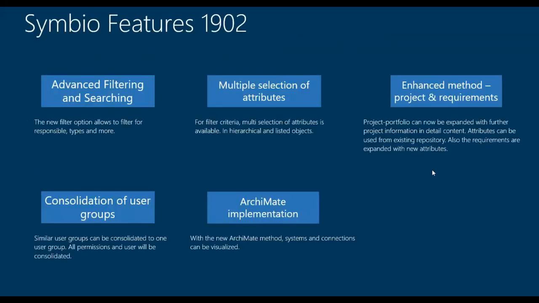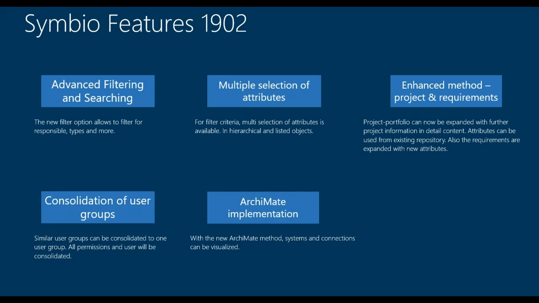So what is new in Symbio 19.2? We have, for example, a few new features, which includes the advanced filtering and searching. We have the multiple selection of attributes. We also enhanced the project and the requirements view, so you have far more options to detail them. And now you can also consolidate user groups.